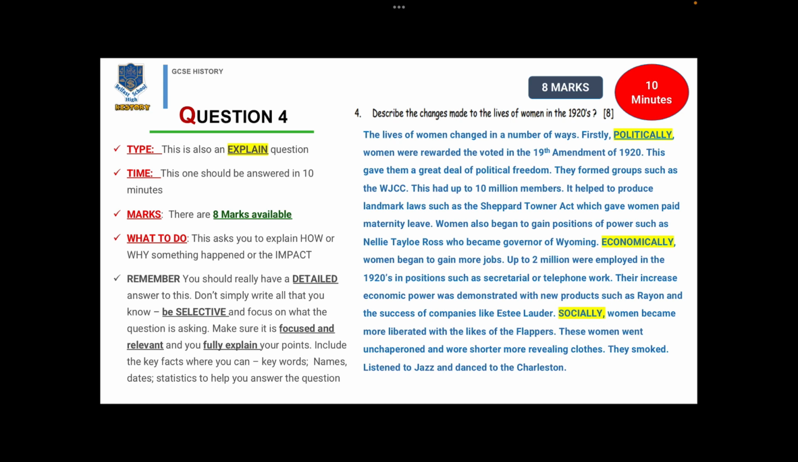Economically, women began to gain more jobs. Up to 2 million were employed in the 1920s in positions such as secretarial or telephone work. Their increased economic power was demonstrated with new products such as rayon and the success of companies like Estee Lauder. Socially, women became more liberated with the likes of the flappers. These women went unchaperoned and wore shorter, more revealing clothes. They smoked, listened to jazz, and danced to the Charleston.